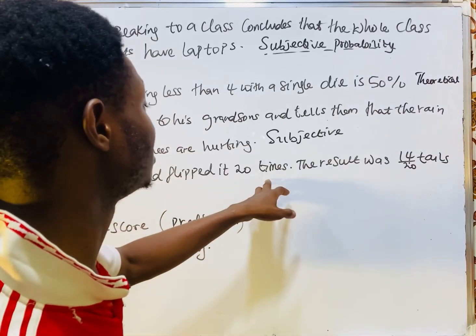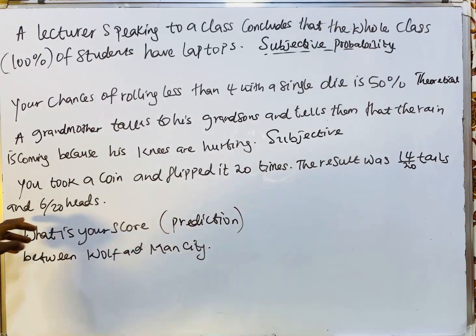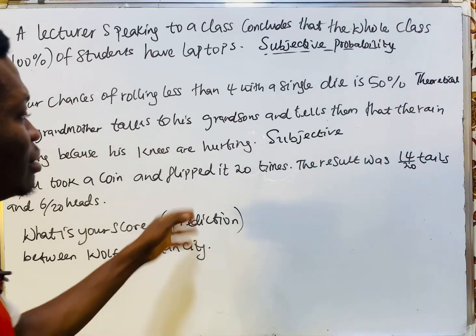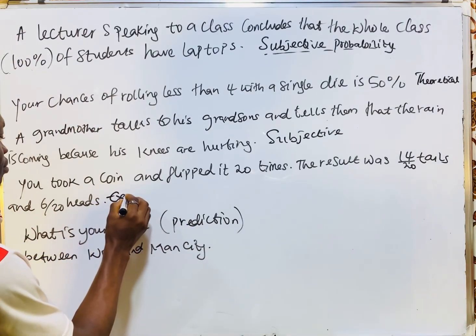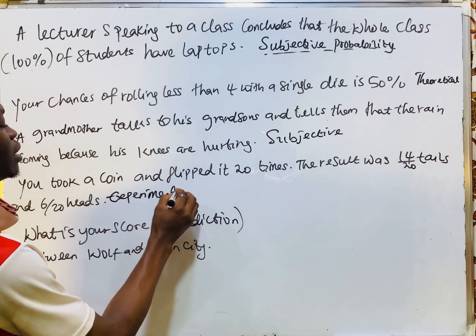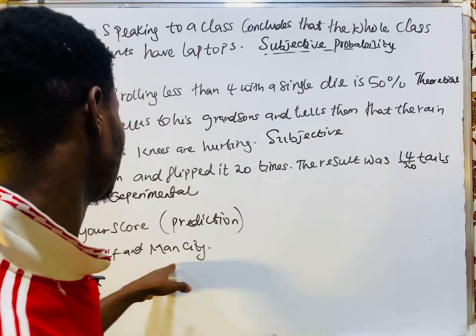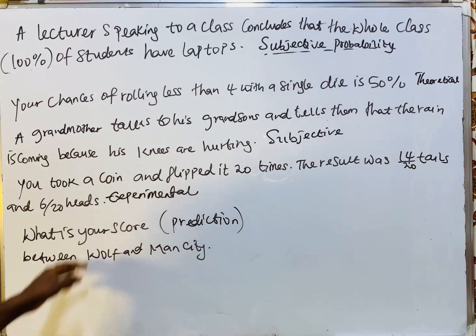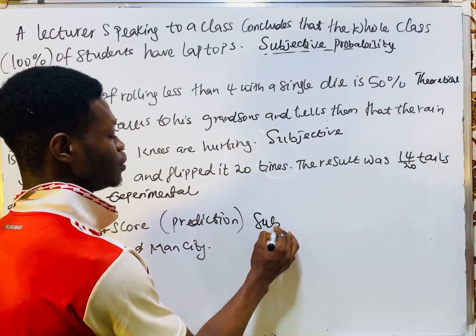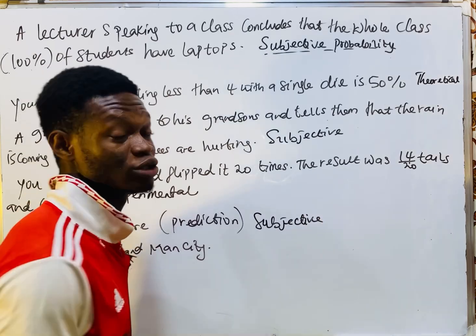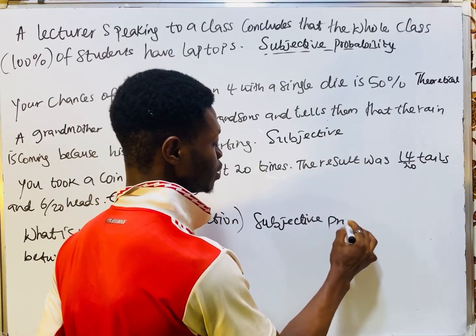We took a coin and flipped it 20 times. The result was 14/20 tails and 6/20 heads. That means an experiment was carried out here. So it is experimental. Now, what is your score? Man City and Wolves played today. That's your prediction between Wolves and Man City. So this is subjective probability, because it is your own prediction.